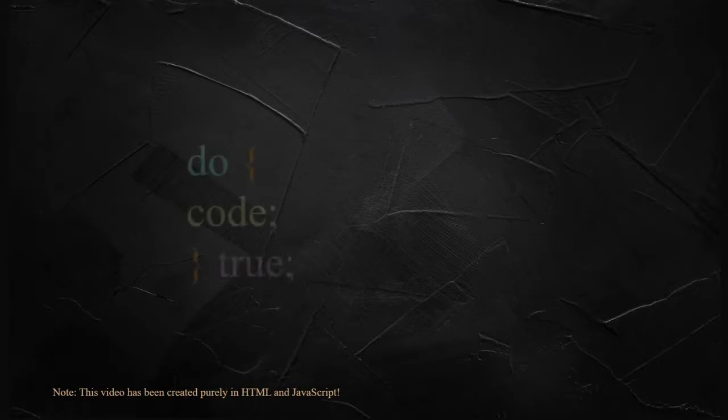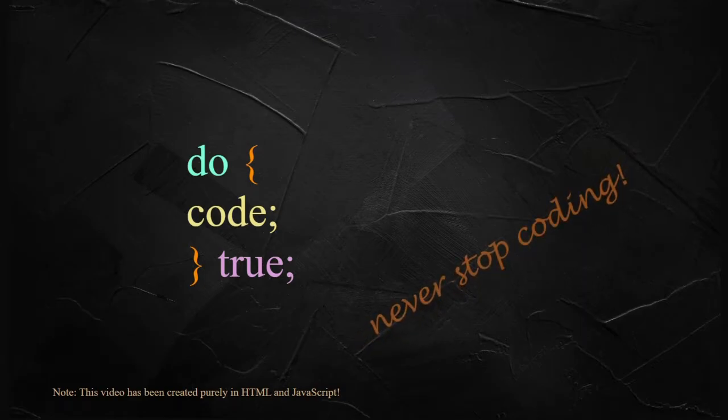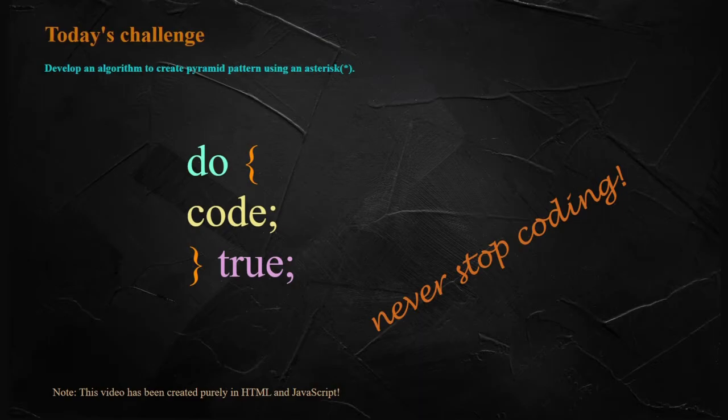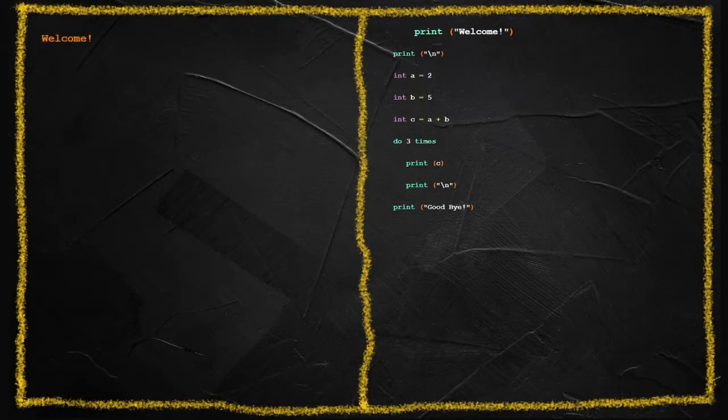In this video, we will take a look at an interesting challenge usually given to those who are just starting to learn programming: developing an algorithm to print a pyramid of the star character. In programming, control flow or flow of control is the order in which individual statements, instructions, or function calls of a program are executed or evaluated.